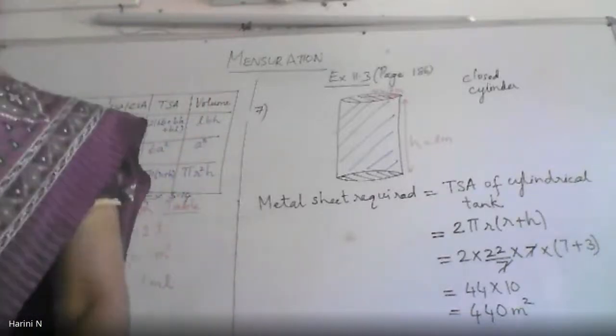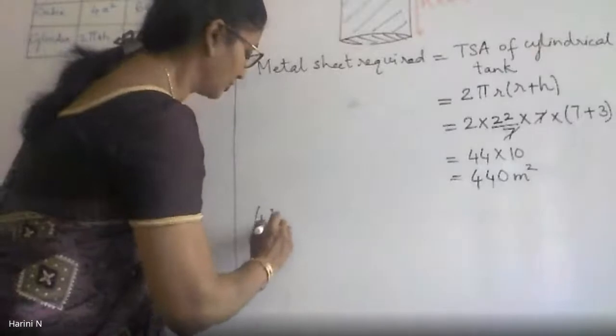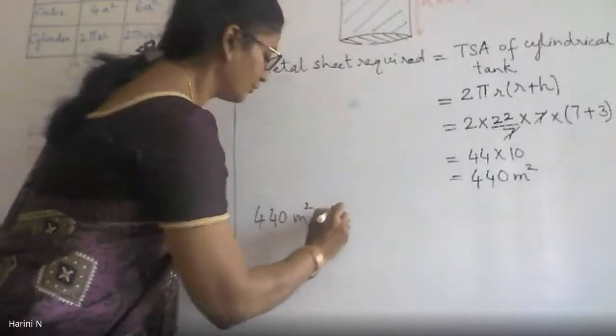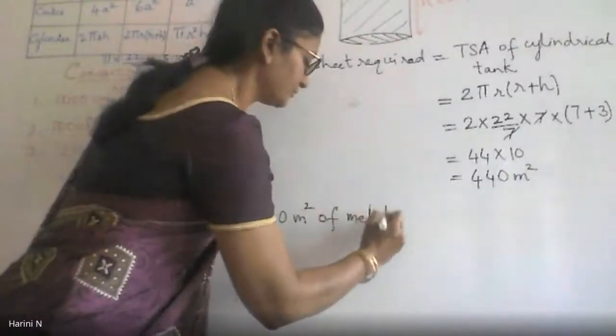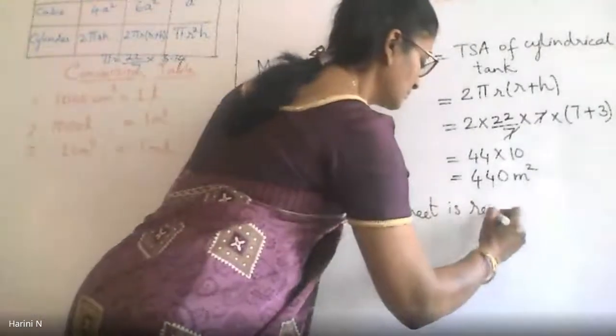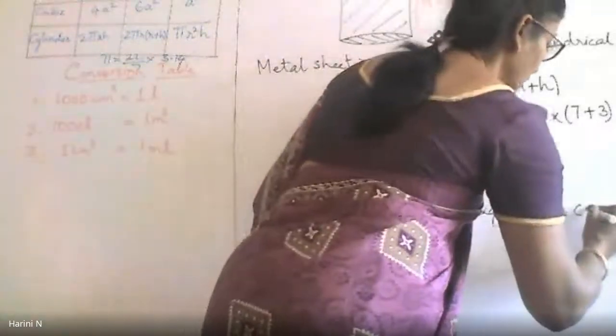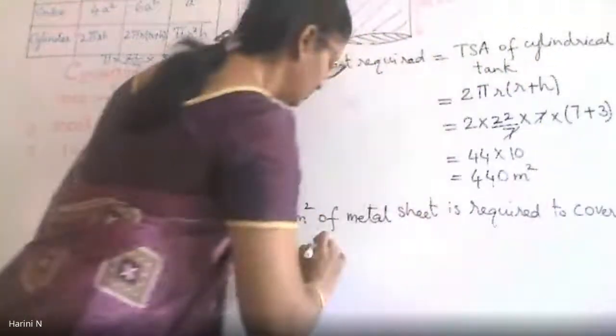So finally you should write how much sheet of metal is required. So 440 meter squares of metal sheet is required to cover the closed cylindrical tank.